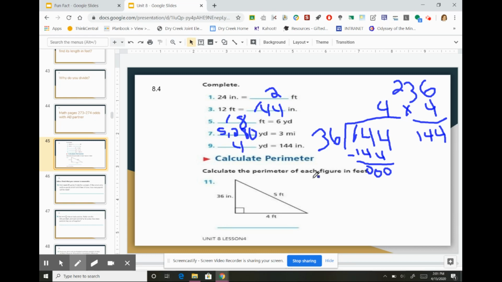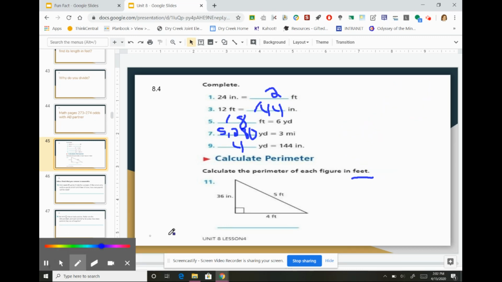Okay, let's look at the bottom one. Calculate the perimeter of the figure. It says of each figure; I took one of the figures out. So we're going to do one figure in feet. Notice it's asking me for feet. So let's look at it. Okay, so I want it in feet. And remember, perimeter, do you remember what perimeter means? If you said it's the measurement around something, then you would be right. And I want it in feet.